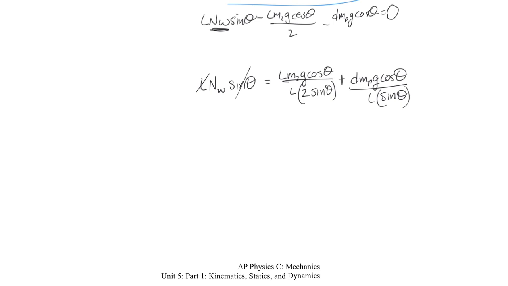Nothing magical here. Normal force from the wall equals, I can cancel the L in the first term. So I still have the m_L g over 2 cotangent theta. Is this supposed to be m_L? Yes, that's an L for ladder.